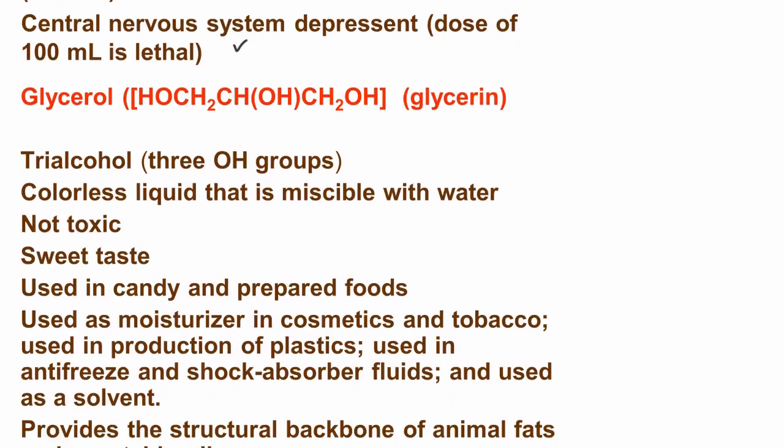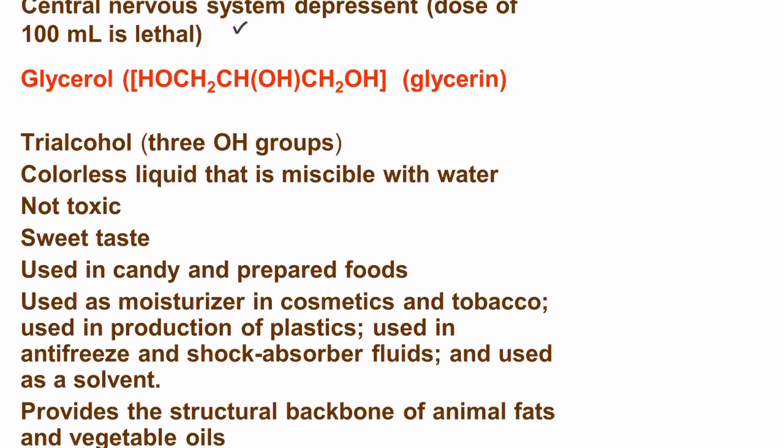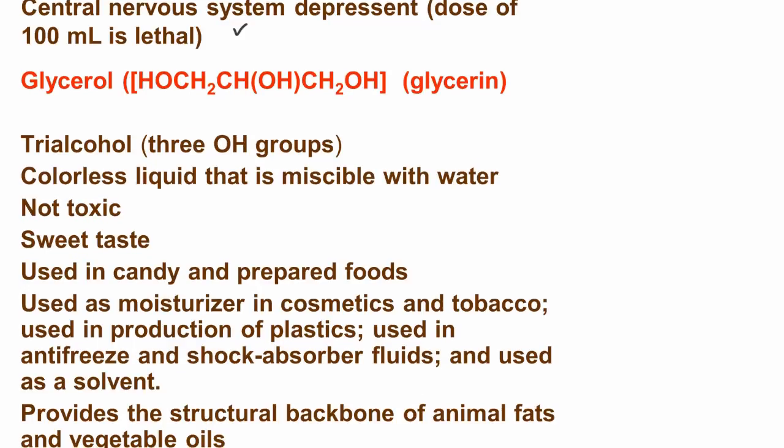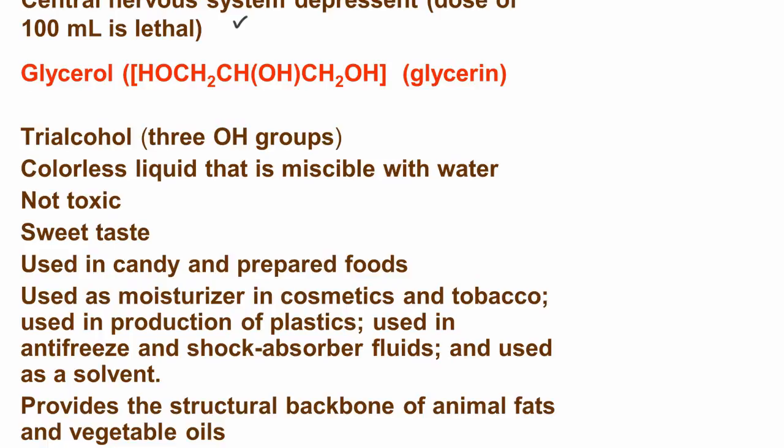The next one that we want to take a look at here is a trialcohol. So that means we have 3 hydroxyl groups, and that is glycerol. And I think we've all heard of glycerol or glycerin. So here we see 1, 2, 3 hydroxyl groups. This is also a colorless liquid. It's miscible with water, meaning that it mixes in all proportions. It is not toxic. It does have a sweet taste to it.